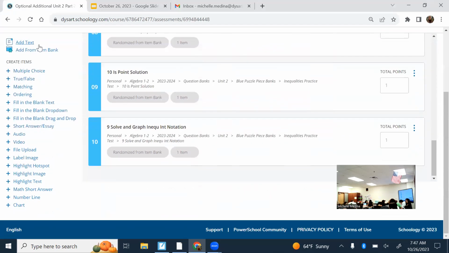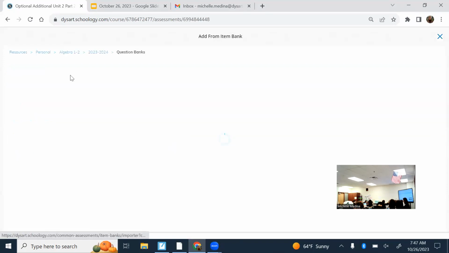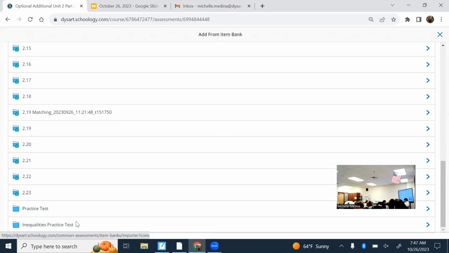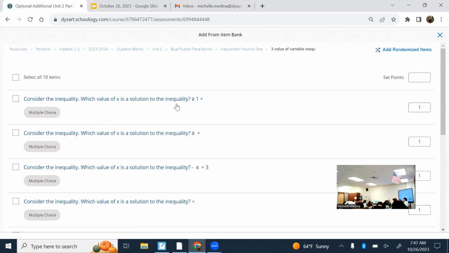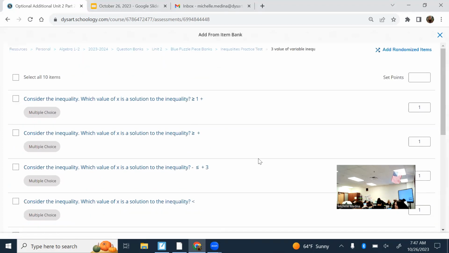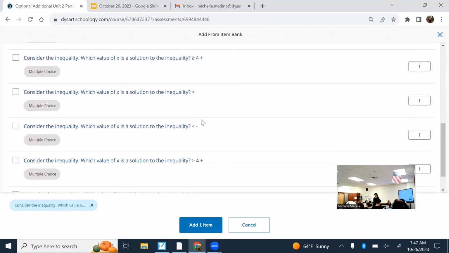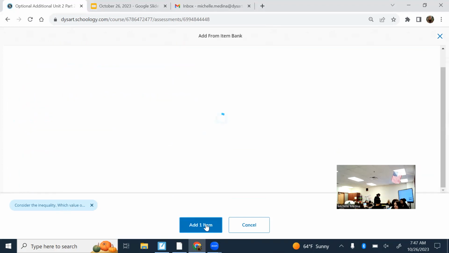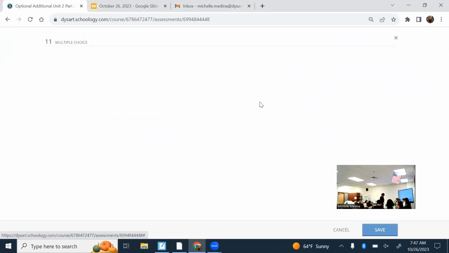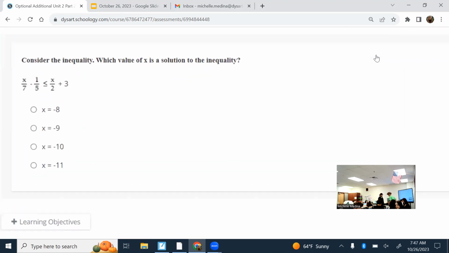Okay, here, let me do something. So x over 7, you said. Can you tell me what the inequality symbol is? Okay, so let's try this. Okay, it's probably just that one then. Okay, this one, right? Yeah.